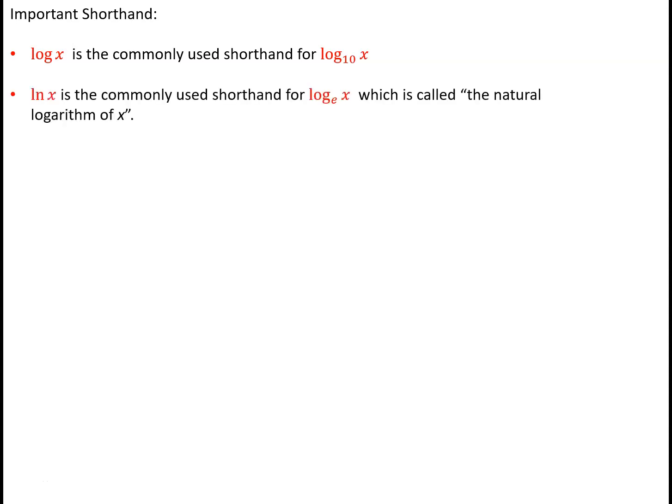Now there's some important shorthand involved with logarithms. The first one is if we write just log x, that is the shorthand for log to base 10 of x. If I write ln x, that's the commonly used shorthand for log to base e of x, which is called the natural logarithm of x.